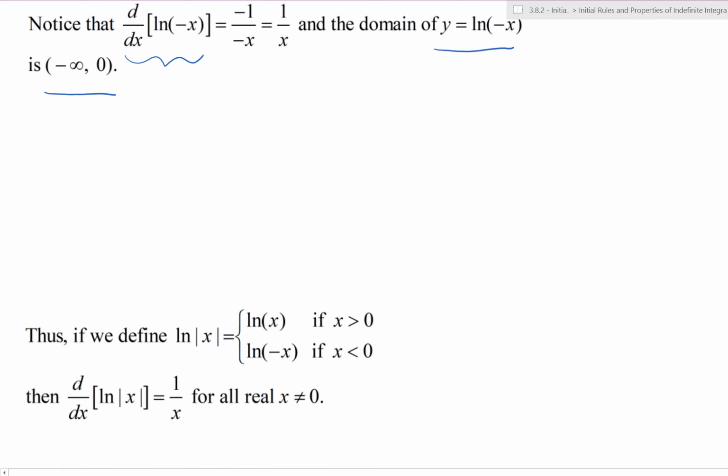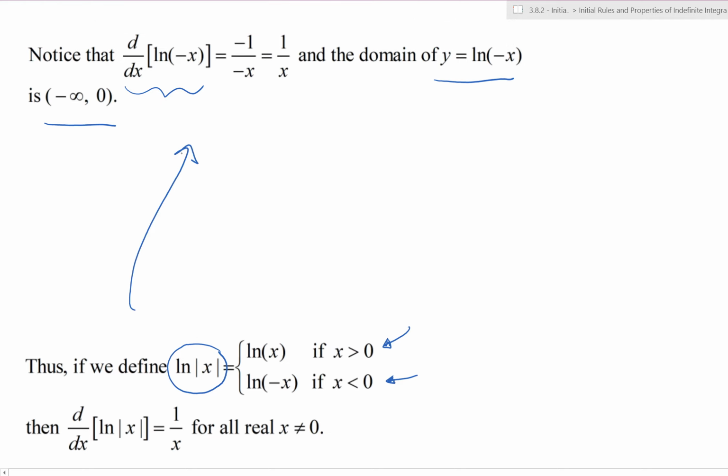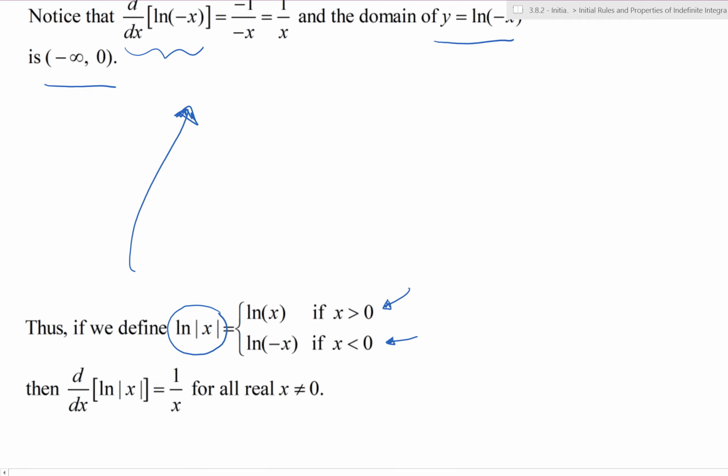Let's go ahead and just define the natural log of the absolute value of x. So this is a piecewise defined function that gives us, okay, it's going to be the natural log of x if x is positive, and it's going to be the natural log of negative x if x is negative. And so once we define that and combine that with the statement right above and the statements prior to that, then it follows that the derivative of the natural log of the absolute value of x is 1 over x for all real values of x that are non-zero.